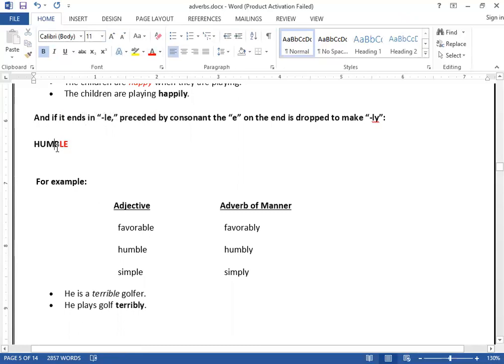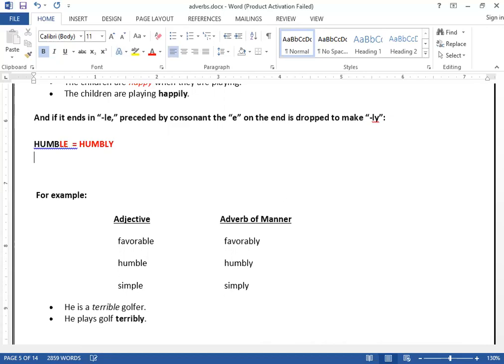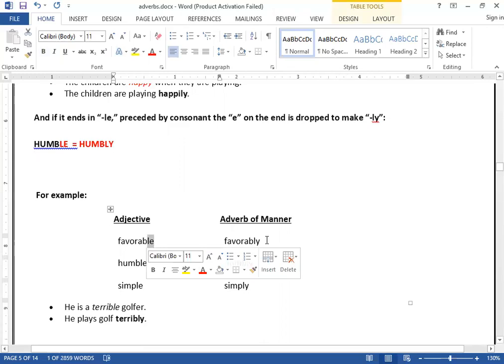B is a consonant. Then what do we need to do? Clear? We will remove e. What will we remove? E will be removed in this case. Clear? And what will we put here? ly. So, for example, if we want the adverb of humble, we will just put y now. So it becomes humbly. Clear? Like for example, favorable. In this case, can you see? It ends with le. And before le we have b. So favorably. You will remove e and put y. Simple. Simply.